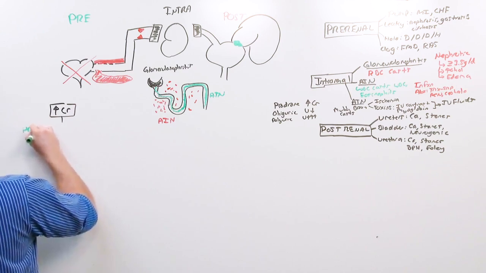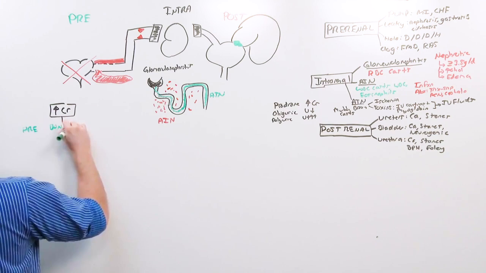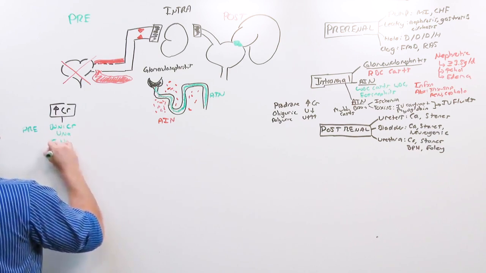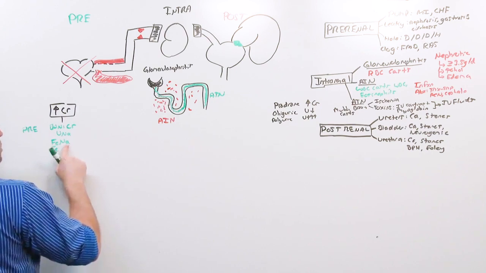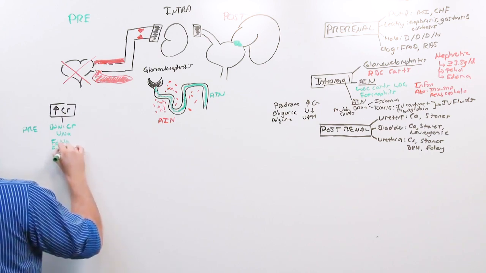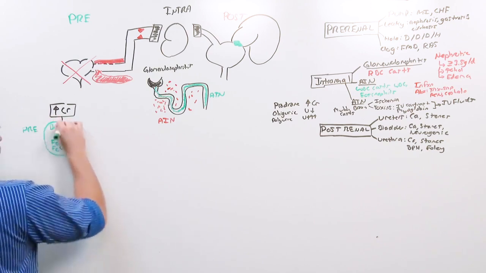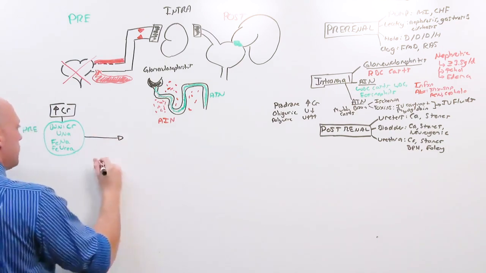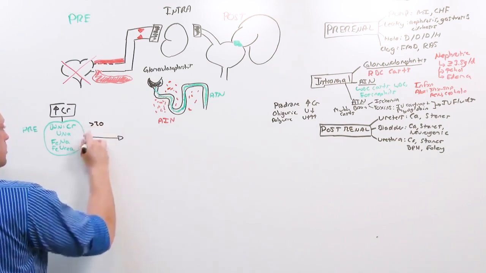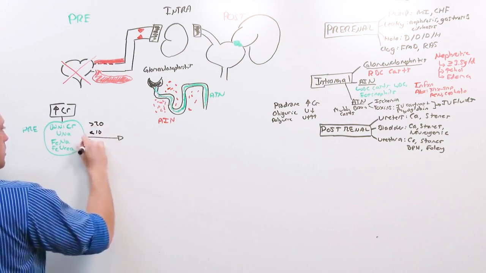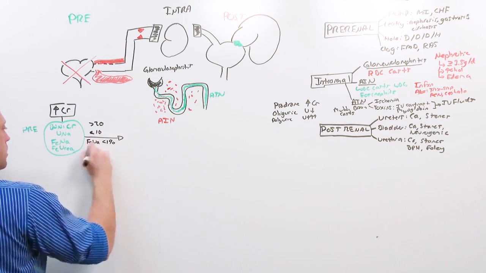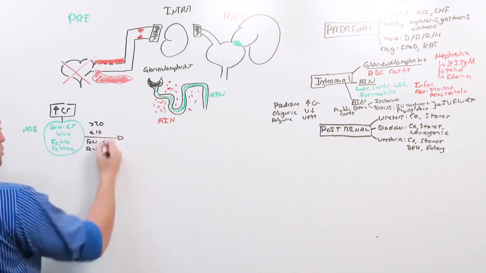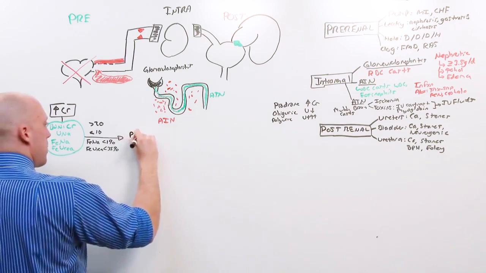Pre-renal is going to be assessed with a BUN to creatinine ratio, the urine sodium, the fractional excretion of sodium, and if they're on a diuretic of any kind, you can't use the FeNA, so you have to use the fractional excretion of urea. Now the things that tell you this person is pre-renal is a BUN to creatinine ratio greater than 20, a urine sodium less than 10, a FeNA less than 1%, or an FE urea less than 35%. If you have this profile, they are pre-renal.